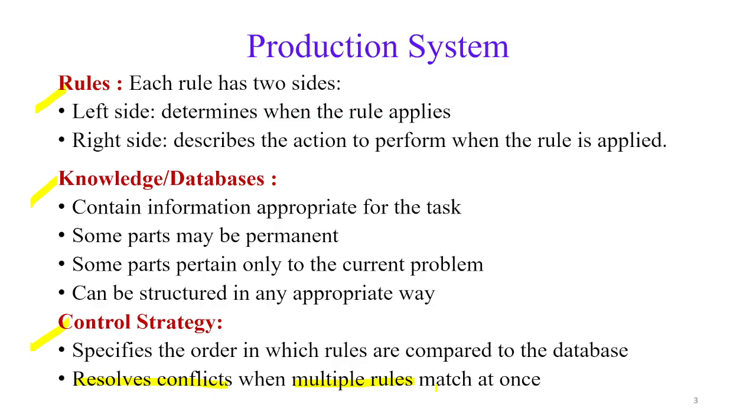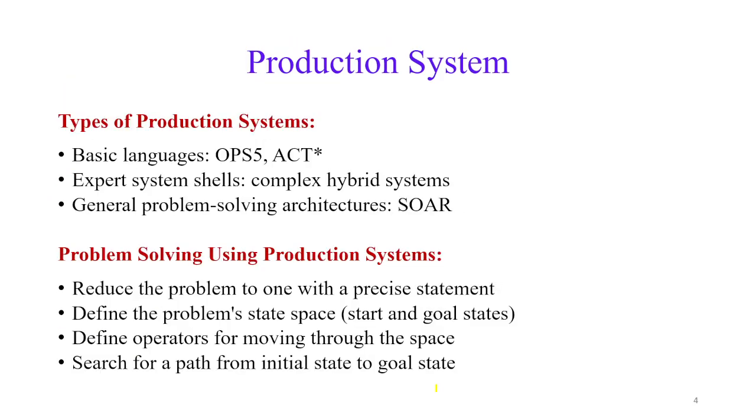Now we will discuss various types of production systems. We understood the components. Now we'll talk about the different types of production systems. The first category is the basic languages. These are the foundational programming languages designed specifically for building production systems.